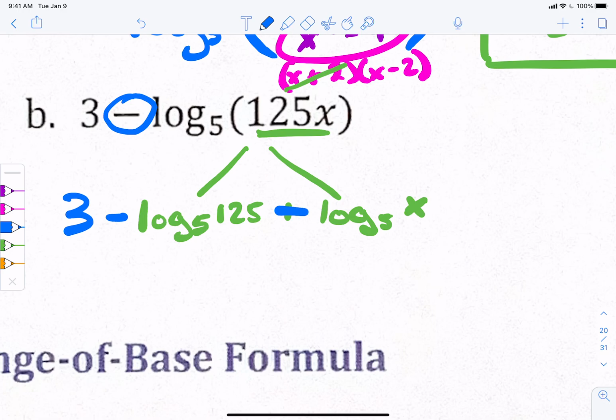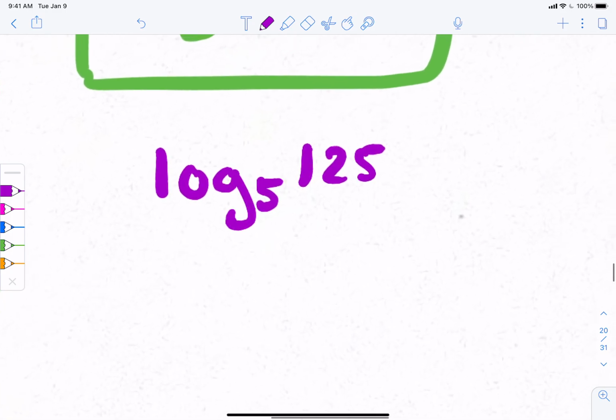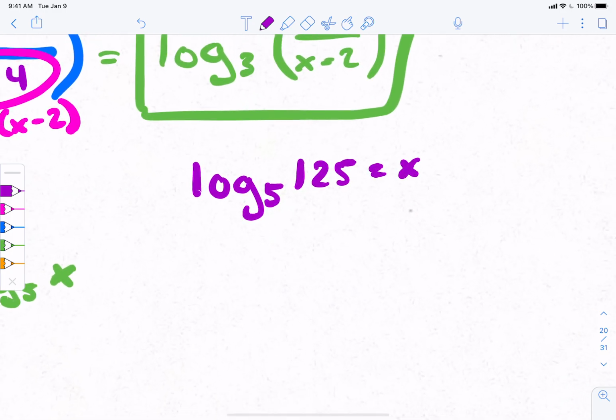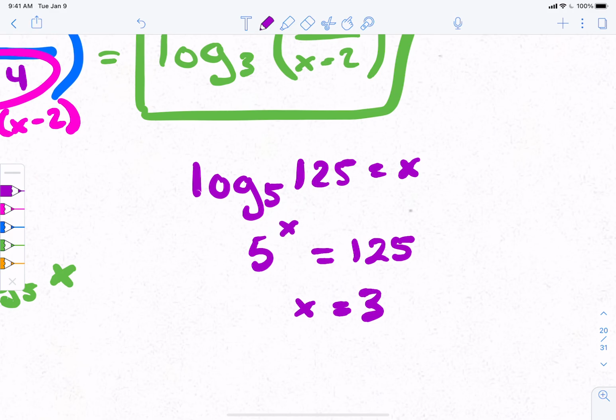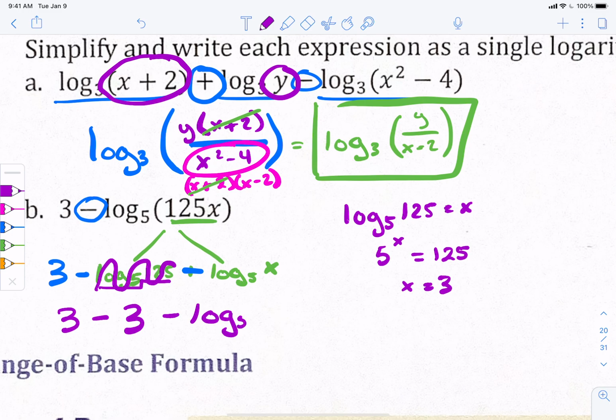Now, the only other thing that we can do is this log base 5 of 125. It doesn't have any variables in it, so we can solve that. Let's go over here off to the side and figure out what log base 5 of 125 is. I'm going to say it equals x, kind of like we were doing up above. This says 5 to what power gives me 125? And x equals 3, right? So this thing right here is 3. So I've got 3 minus log base 5 of x.